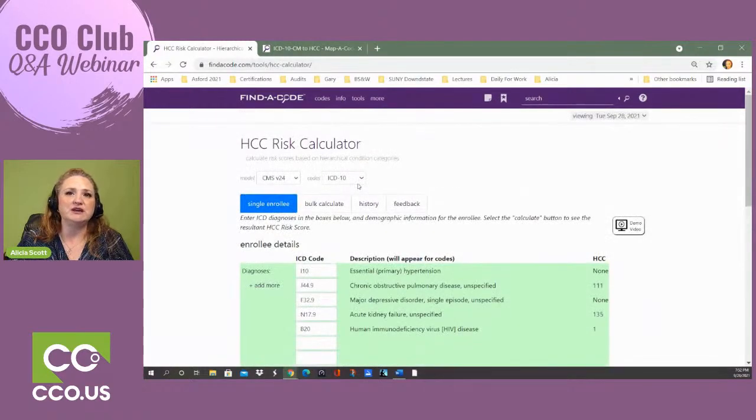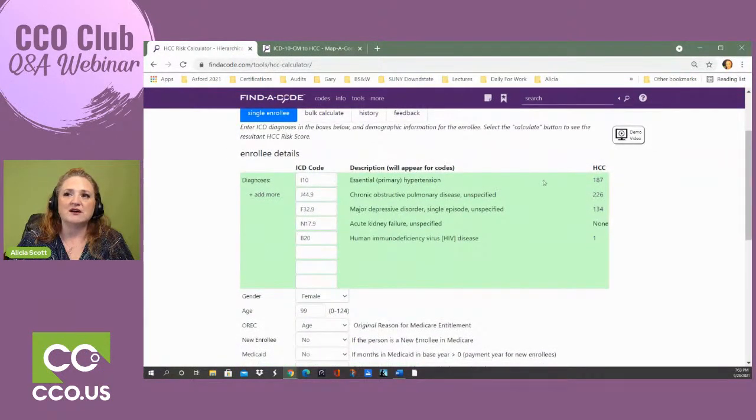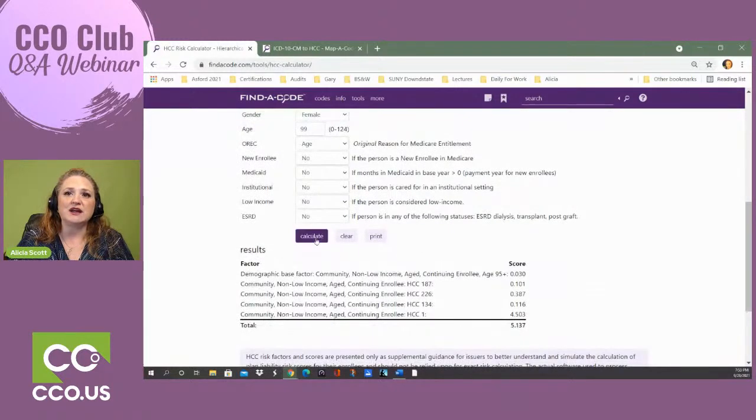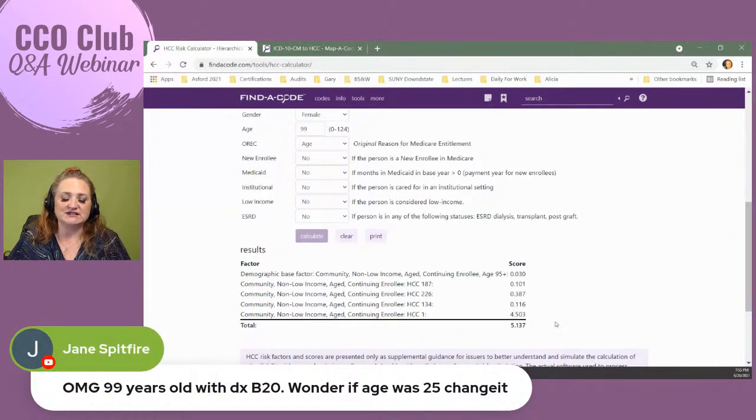These tools are so easy to use. You can tell what version you are. Now let's do the RxHCC. Guess what? 187. Now, regular HCCs carry an RxHCC too. And so acute renal does not carry an RxHCC. So if we calculate that, then with including the RxHCC, we get a 5.137 for the RxHCC.